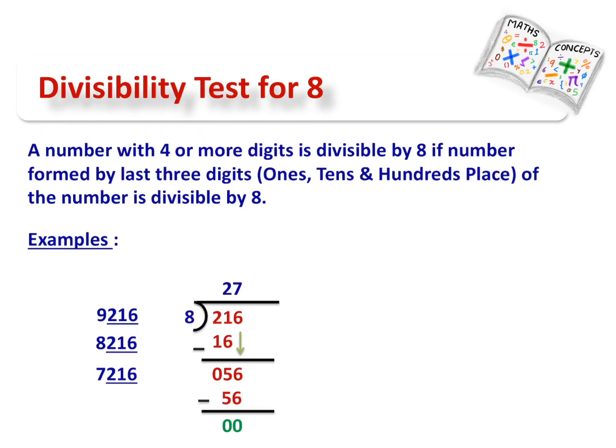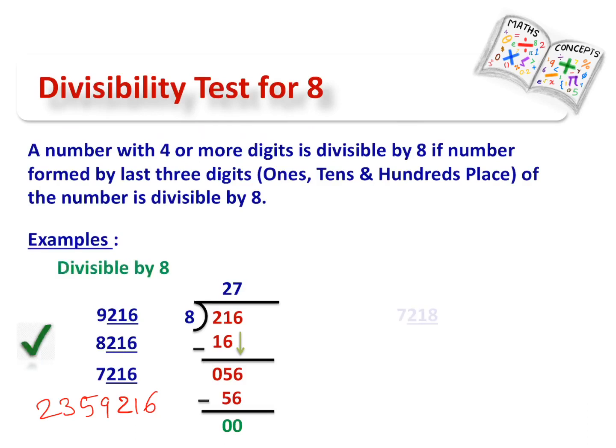Okay, now this divisibility test of 8 is more useful when you have a big number, a number which has more digits. Say, for example, 2359216. This is a 7-digit number. I just have to check whether the number formed by the last 3 digits is divisible by 8 or not, and then I can tell whether the given number is divisible by 8 or not.